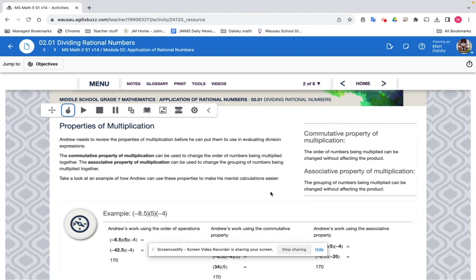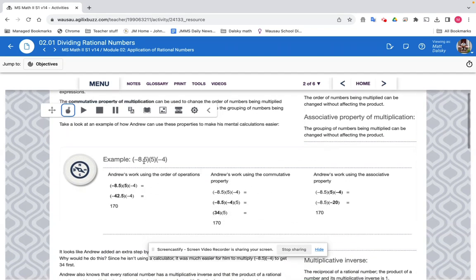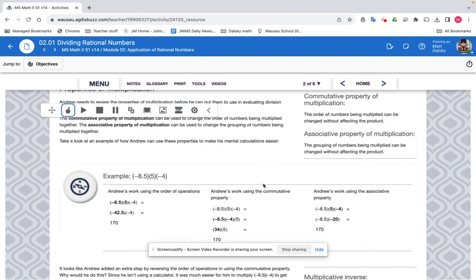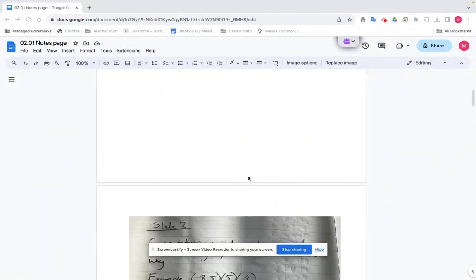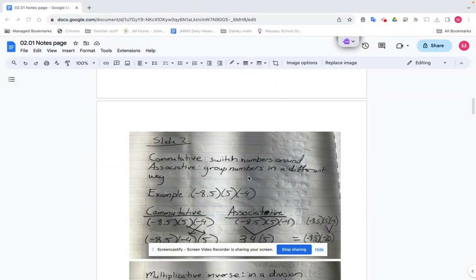These vocab words seem to be followed by an example. This example shows what the commutative property looks like in an example and what the associative property looks like in an example. So I would definitely take notes on that. Let's see what that would look like in my notes. So down to slide two, commutative property.